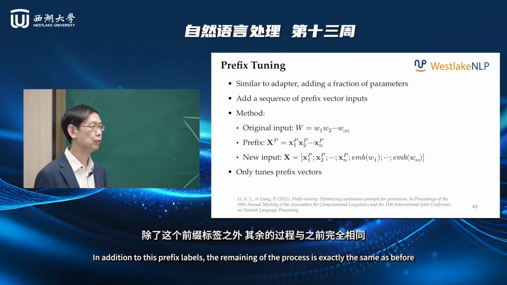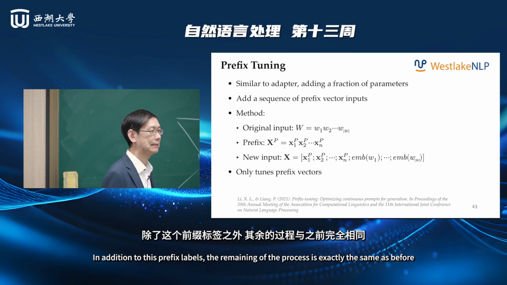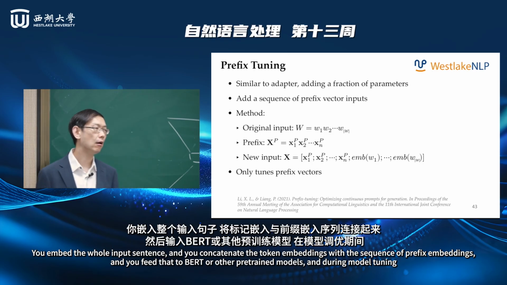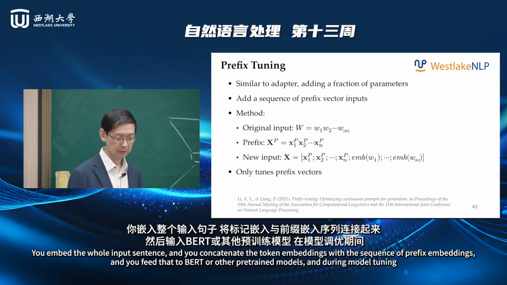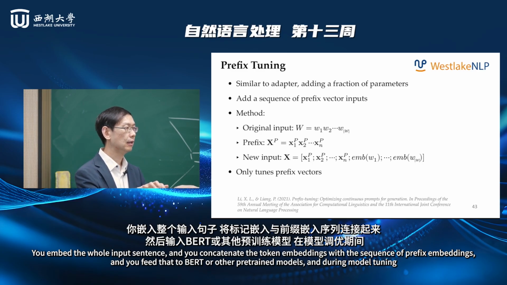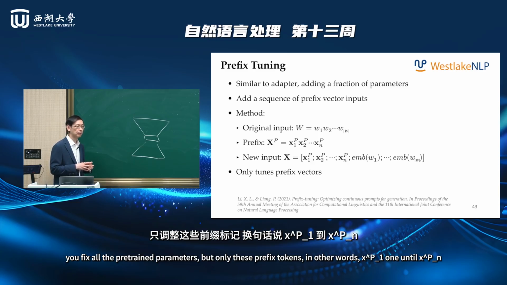In addition to these prefix tokens, the remaining process is exactly the same as before. So you embed the whole input sentence and you concatenate the token embeddings with a sequence of prefix embeddings, and you feed that to BERT or other pre-trained models. During model tuning, you fix all the pre-trained parameters, but tune only these prefix tokens, in other words, xp1 until xpn.